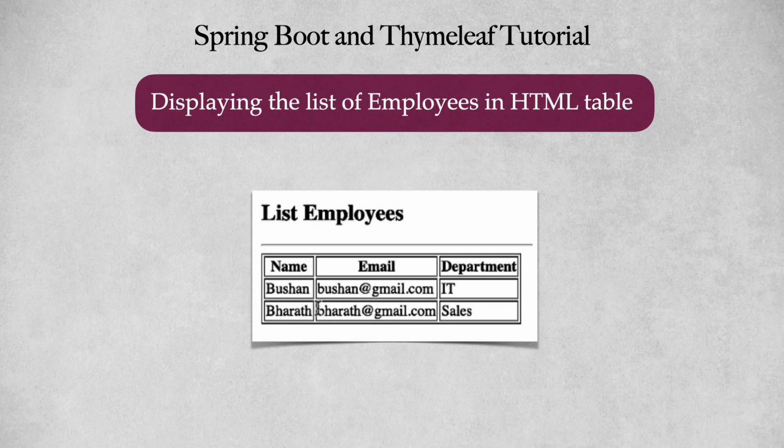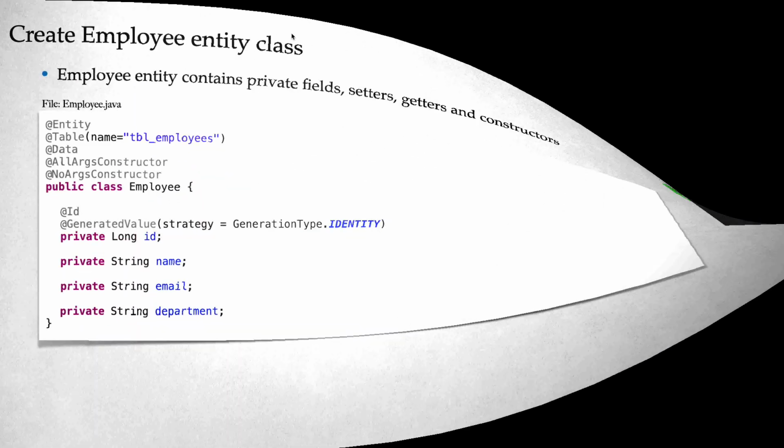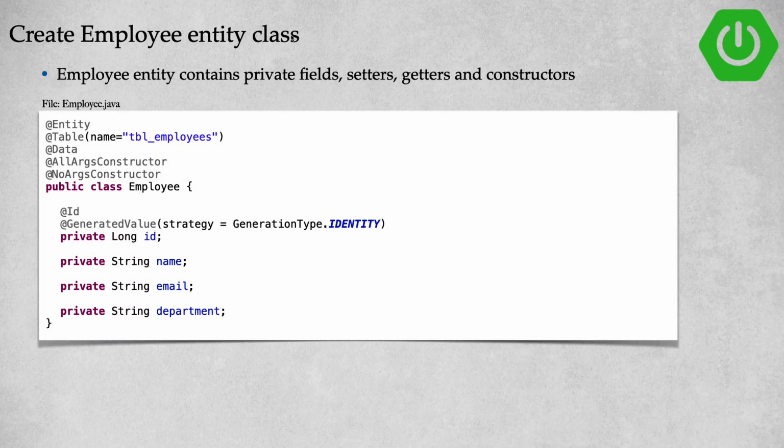Let's discuss the first feature, which is displaying the list of employees inside the HTML table. So the first step is to create the employee entity class. We are going to create the employee entity, which contains the private fields, setters, getters and the constructors. We are going to make use of the Lombok annotations and the JPA entity. We will add the @Entity annotation to make this class a JPA entity.